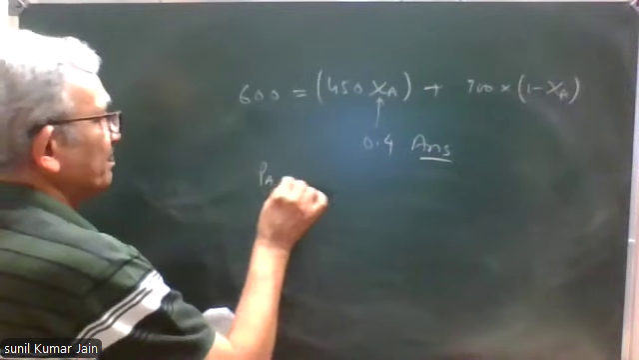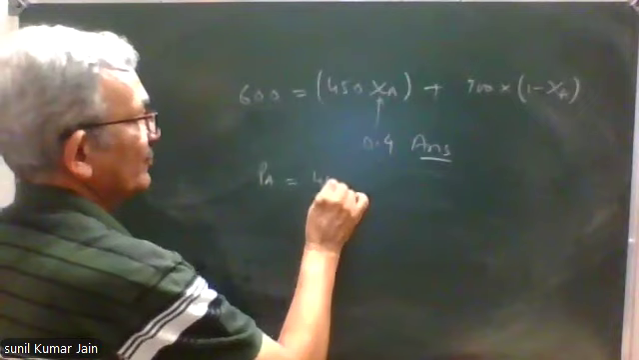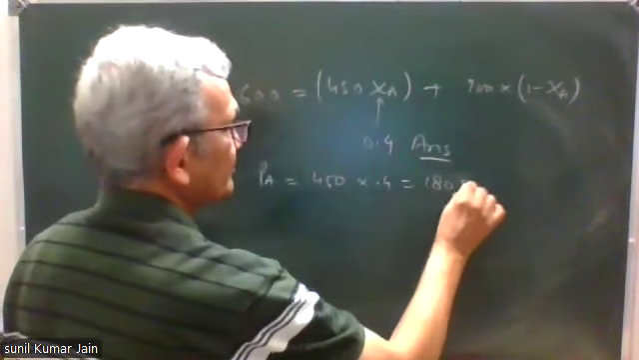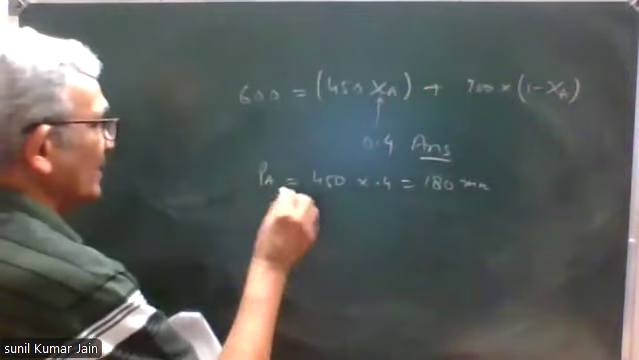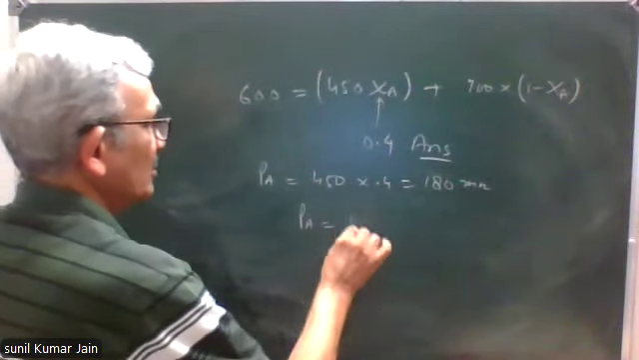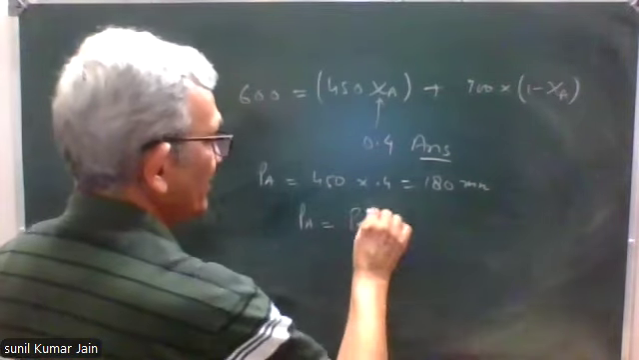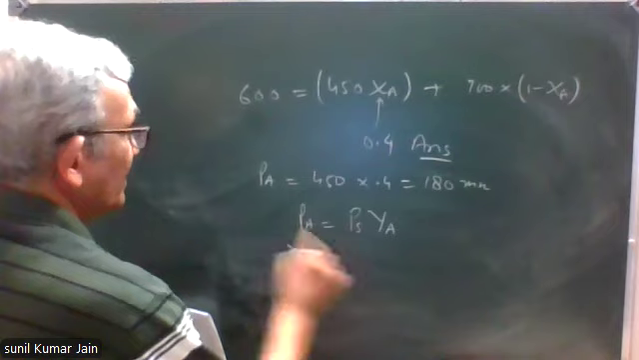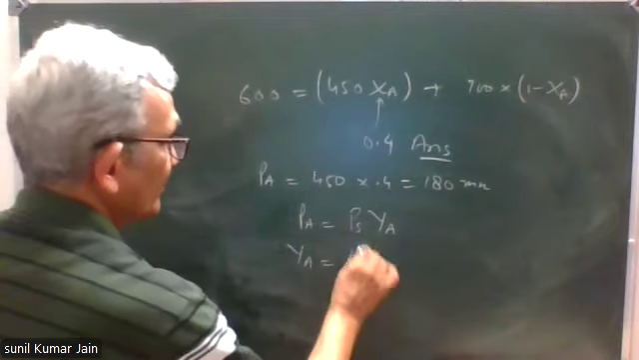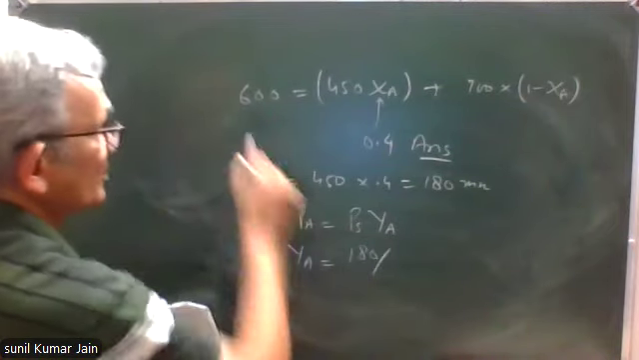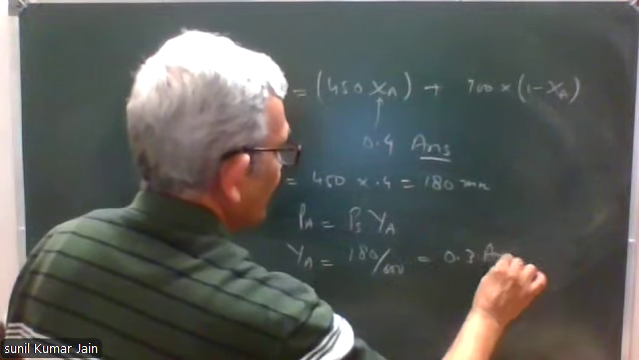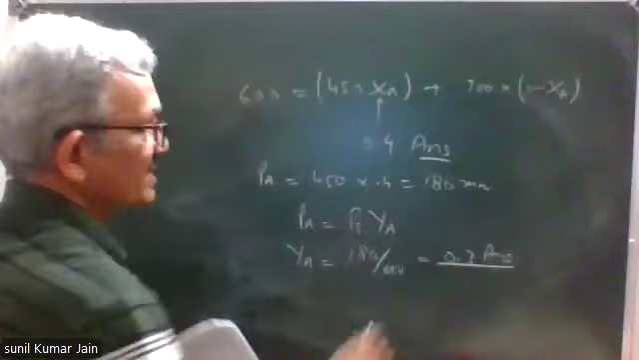Now, PA will be this value, 450 into chi A, 0.4. Now again, PA is equal to vapor pressure of solution into mole fraction of A in the vapor state, and that will be PA 180, vapor pressure of solution 600, answer will be 0.3. So these are two answers.